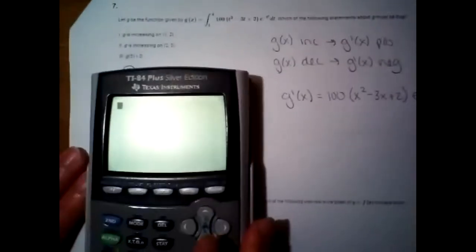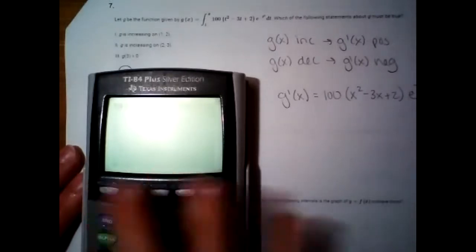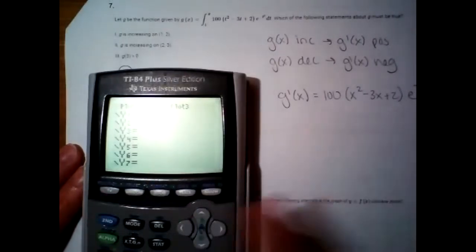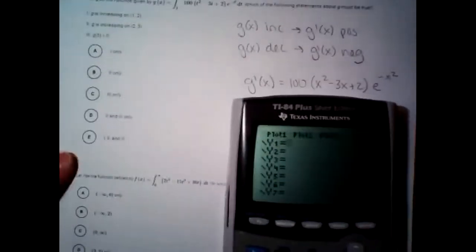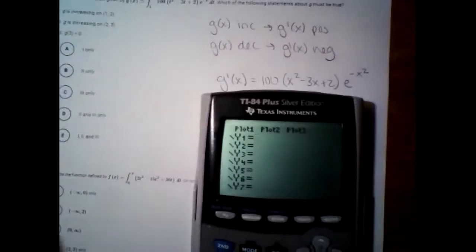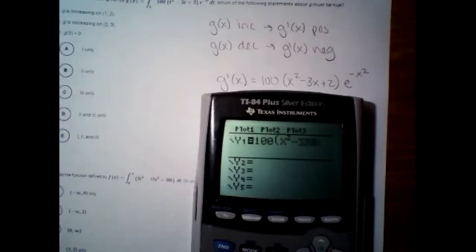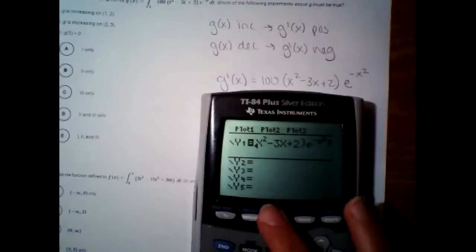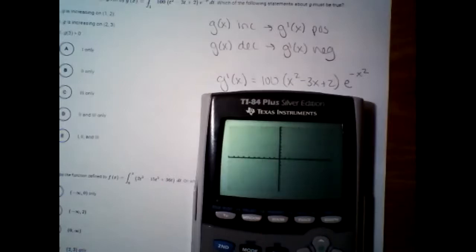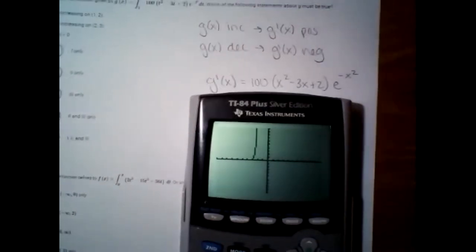All right, so I'm going to go to y equals, and I'm going to type in this. Sorry, that glare is really bad. Let me move this over here. So I'm going to type in that. So 100 parentheses x squared minus 3x plus 2 close parentheses e to the power negative x squared. And I'm going to hit zoom 6 just for standard. I may need to change that, but we'll just start with standard.